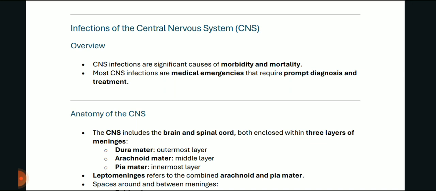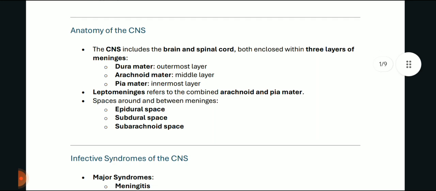तो सबसे पहले हम एक ओवरव्यू ले लेते हैं कि CNS infections are quite significant causes of morbidity and mortality, and most CNS infections are medical emergencies that require prompt diagnosis and treatment. Now, the anatomy of CNS.